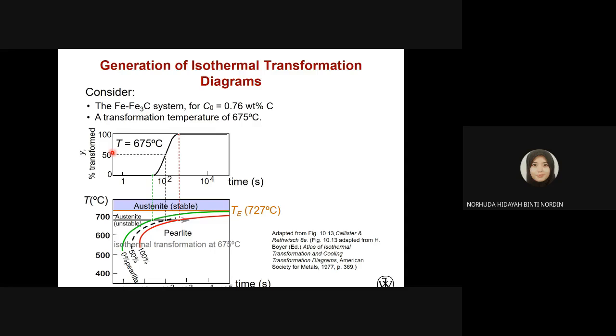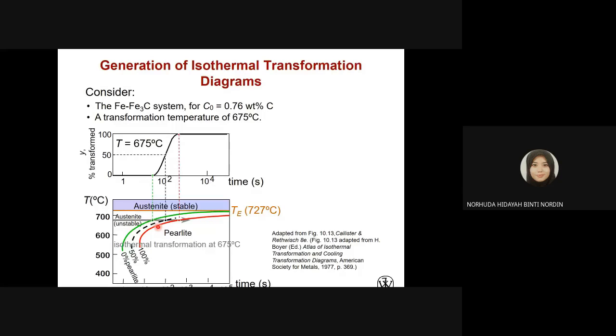As the time goes by, at 1000 seconds, the austenite is already transformed to 50% pearlite. Here you can see 50% pearlite at 1000, and it is on the black line. So the black line here is in the middle of the green and red lines.